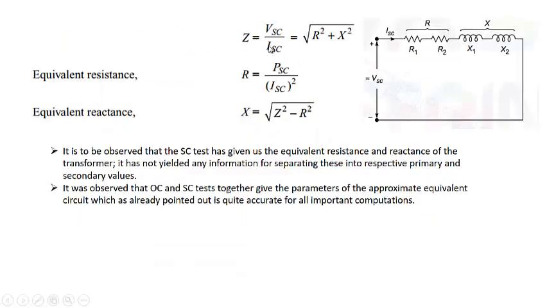So Z is equal to VSC by ISC, which is the square root of R squared plus X squared, where R is the combination of these two resistances, the equivalent R, and X is the combination of these two reactances. R is equal to PSC divided by ISC squared, since the power loss is consumed only in these two resistances. Similarly, X is equal to the square root of Z squared minus R squared. Referred to the high voltage side, this gives X1 plus X2 dash. Then you can calculate X2.